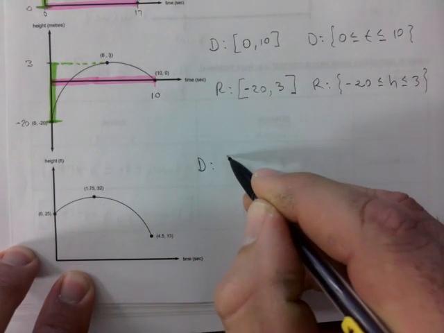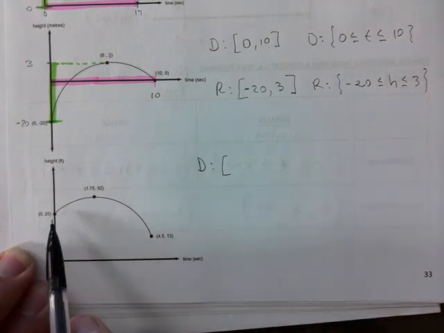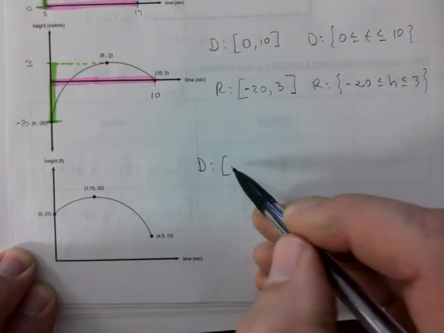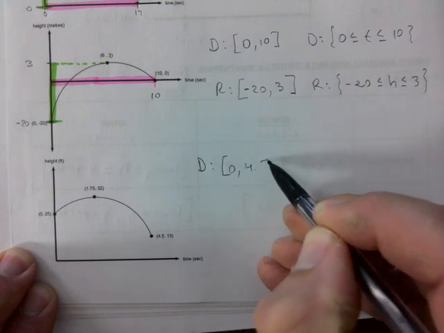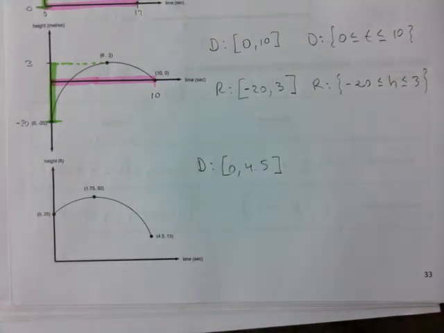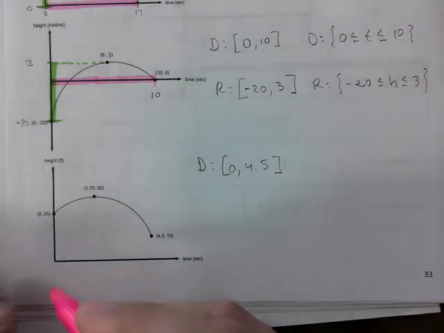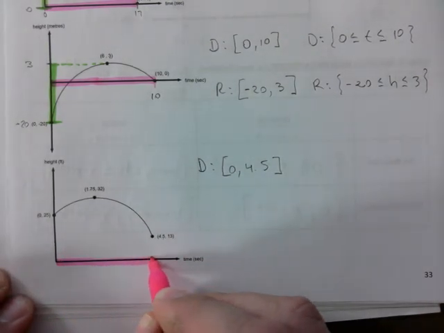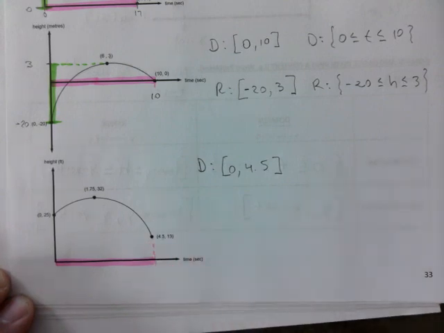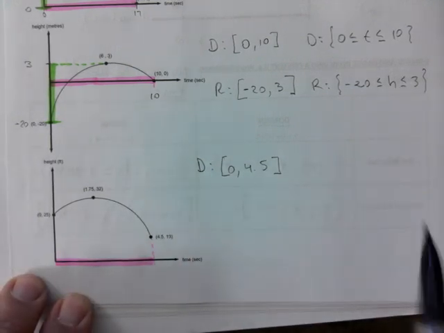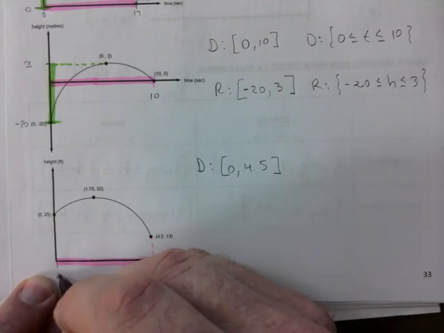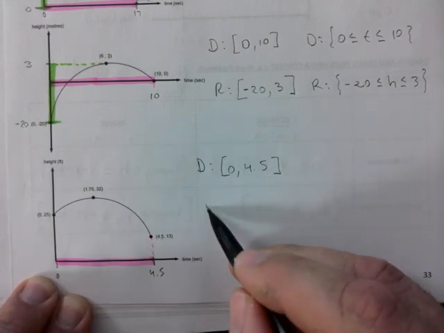Okay, domain here. Let's do it a little faster. 0 to 4.5. Would you agree? I hope you agree, because the curve starts here. Curve stops right there. So that's 4.5 here. This is 4.5, and this is 0. So you're going from 0 to 4.5.